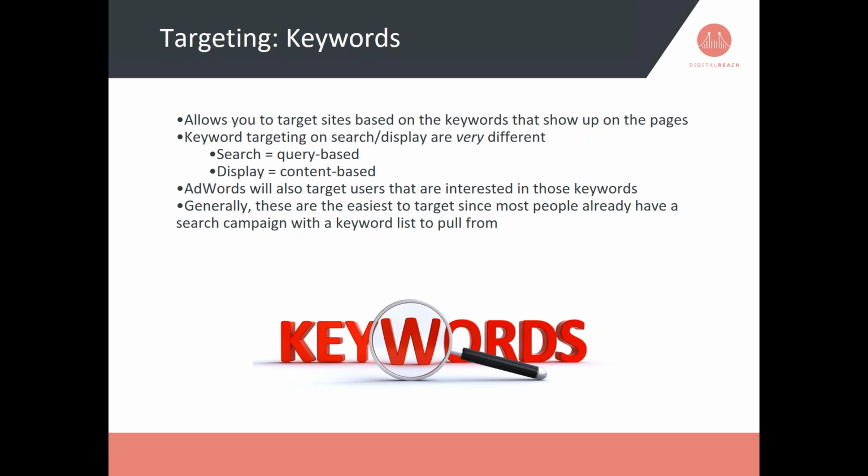Display network is different. You can still bid on the keyword soccer cleats, but the way that it targets is that it targets websites that contain that keyword. So if there's a website that, let's say it's a forum that is talking about soccer cleats, or maybe that's the content of the page, it's content-based targeting. So it's targeting pages that are about soccer cleats or have something to do with soccer cleats, and it'll show your ads on those pages. So that's the difference between keyword targeting on the search network and the display network. On the search network, it's query-based, and on the display network, it's content-based.